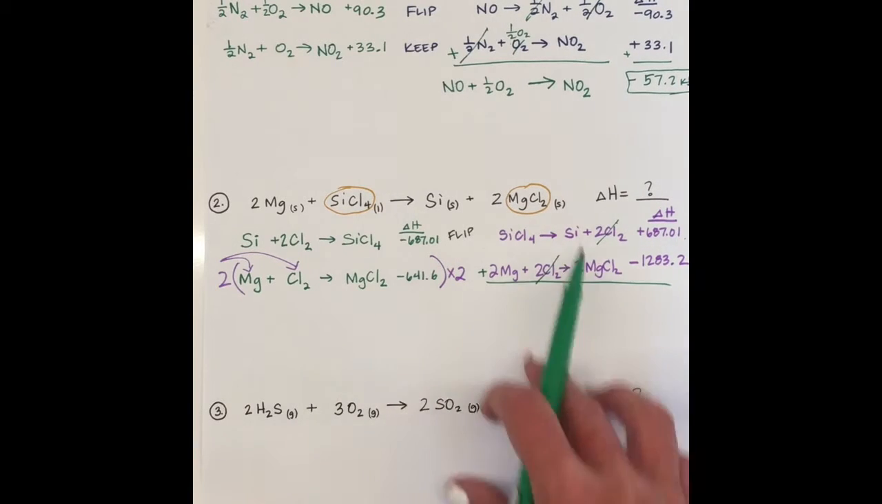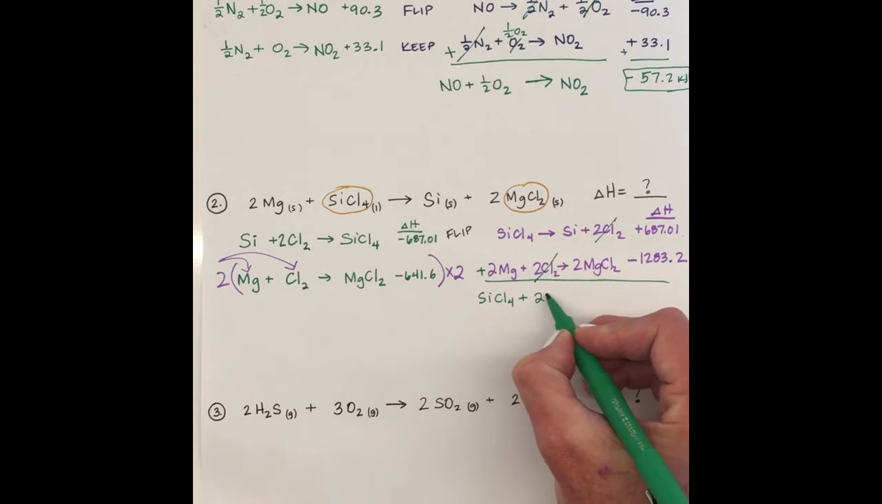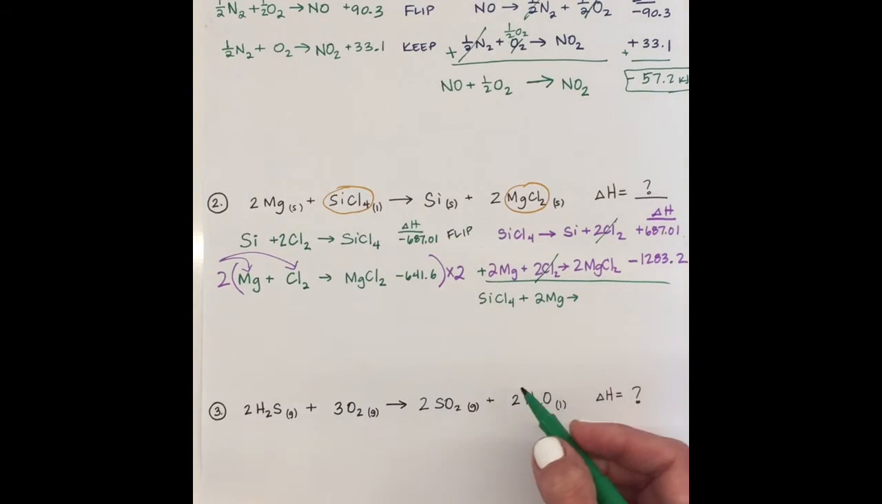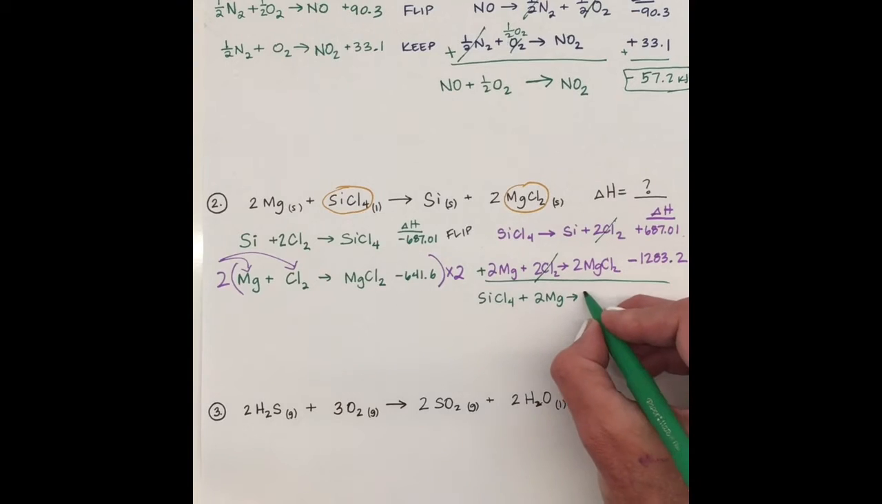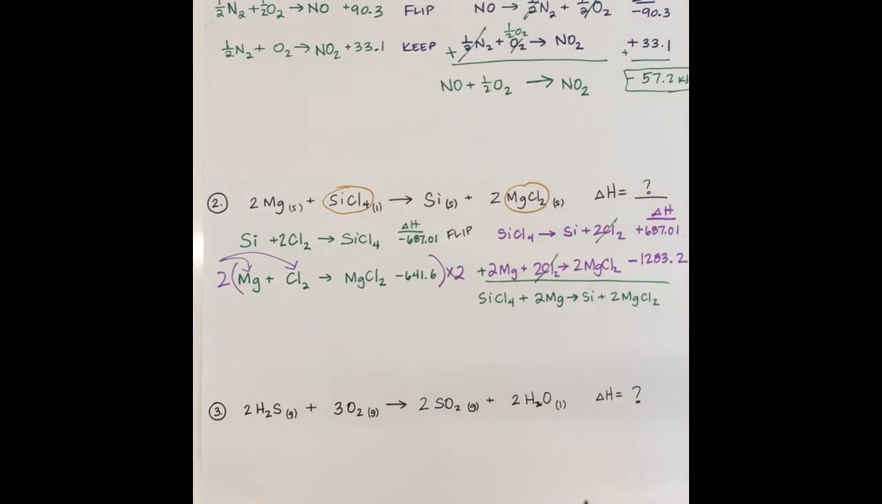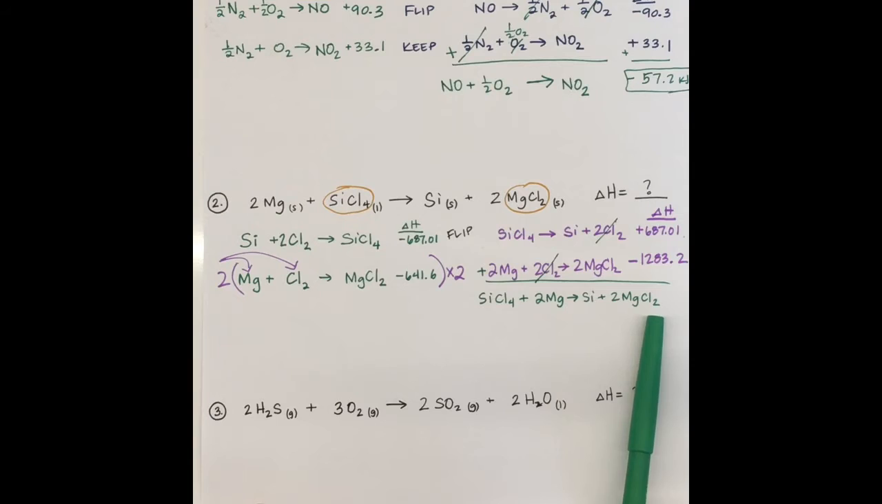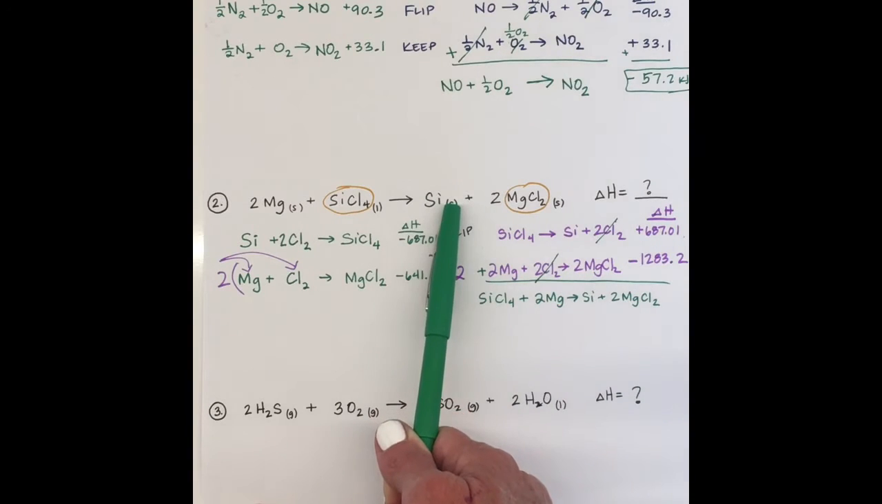So now I'm going to add up my reactants. I have SiCl4 plus 2 Mgs make Si plus 2 MgCl2. Does that look like my desired reaction? 2Mg plus SiCl4. Well, I have it flipped, but that's okay. I still have 2 Mgs plus SiCl4 on the left. On the right side, I have Si plus 2 MgCl2. That's great. That looks like my desired reaction.